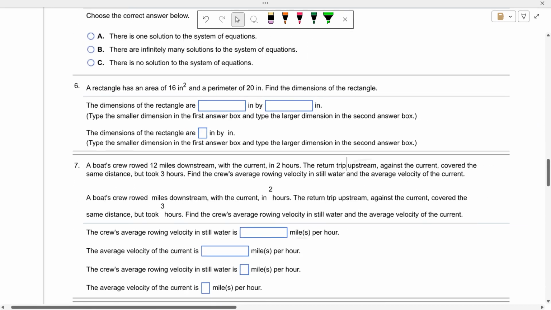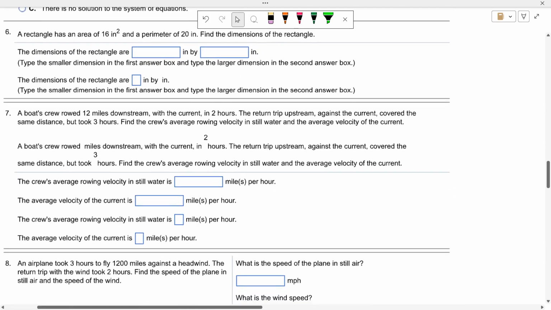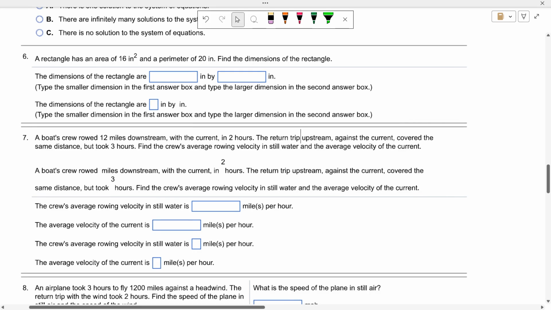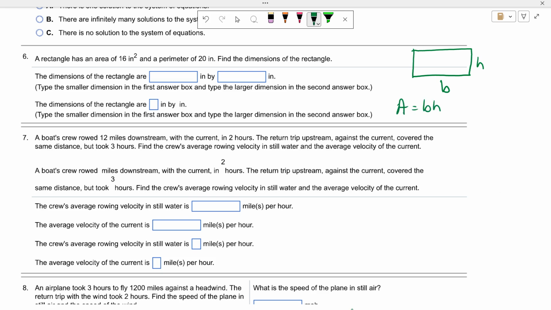All right, 6. I'll actually do this one. A rectangle has an area of 6 inches squared and a perimeter of 20 inches. So a rectangle is a base and a height. Okay, to find the area equals base times height. Perimeter equals 2 bases plus 2 heights. So you set it up. 16 equals BH and 20 equals 2B plus 2H.